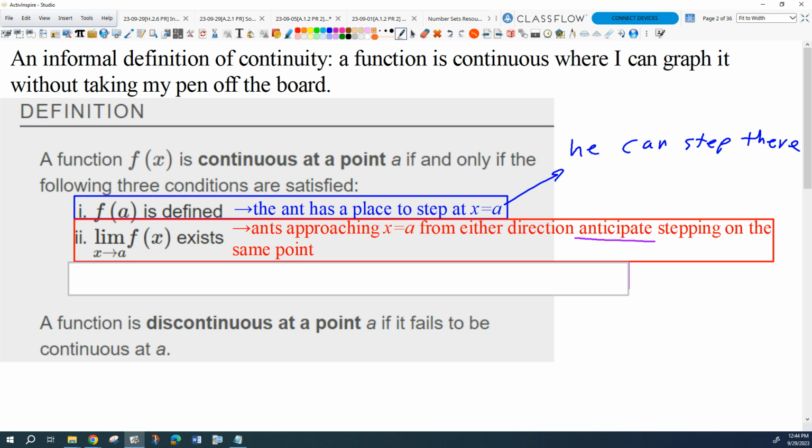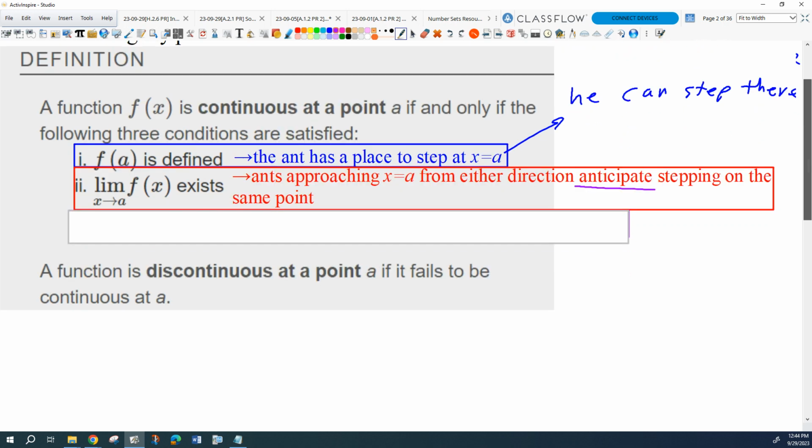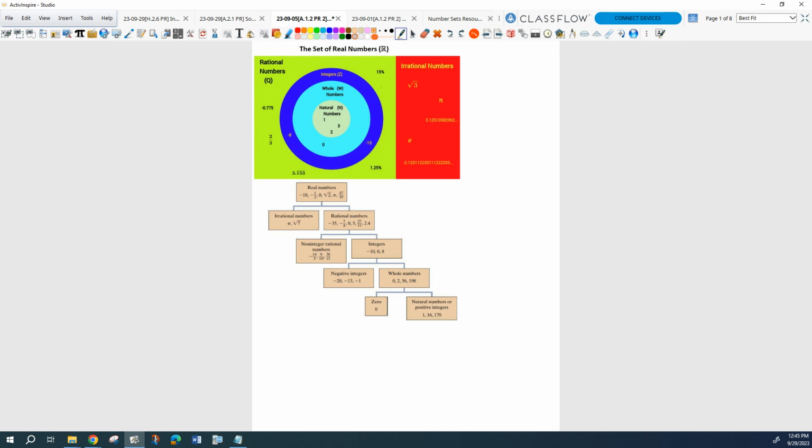Okay, sure. But what about a function like this? No, you're right there. You're just about. Oops, what'd I do? Where'd I go? Did I just delete it?